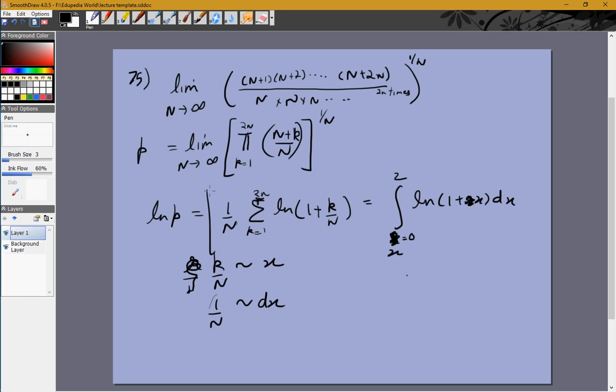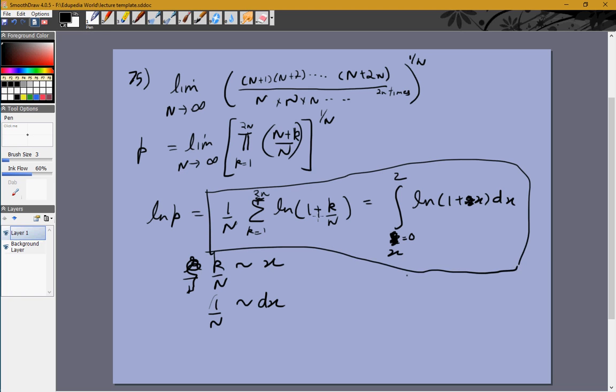So this is the most important step. After that it's just basic integration. 1 by n is a very, very small change in k by n. So if k by n is x, this is ln 1 plus x, 1 by n can be dx, and since there are infinite terms, each of them has a value which is very, very small because of the dx. The sum of infinite terms, each of which has an infinitesimal value, is basically an integration. That's the definition of integration.